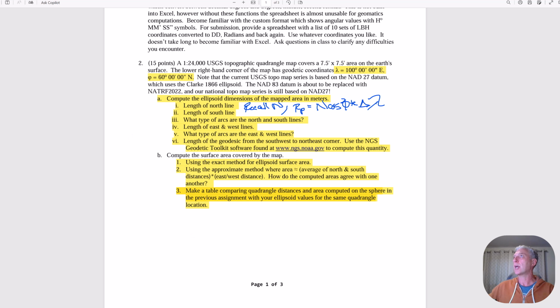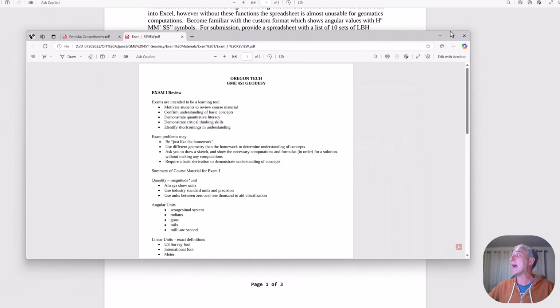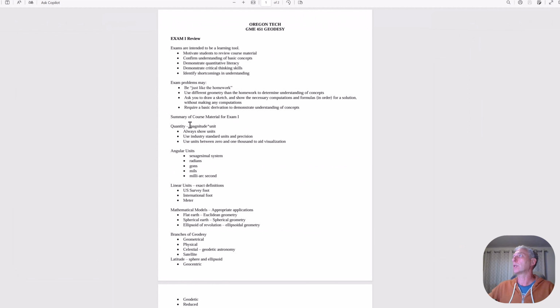Okay, so that's assignment 3. I think once you get going on it, it's going to be time consuming, but it's not going to be that bad. It's not going to be that difficult because we have all of the equations to work with, right?